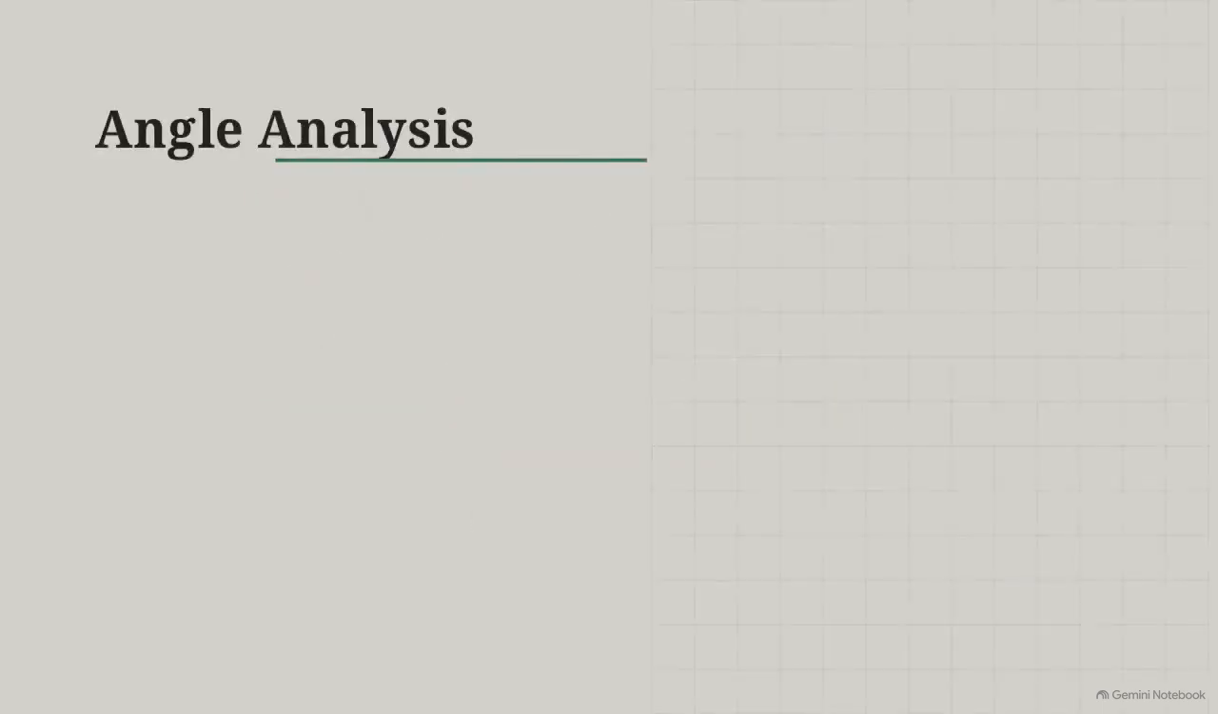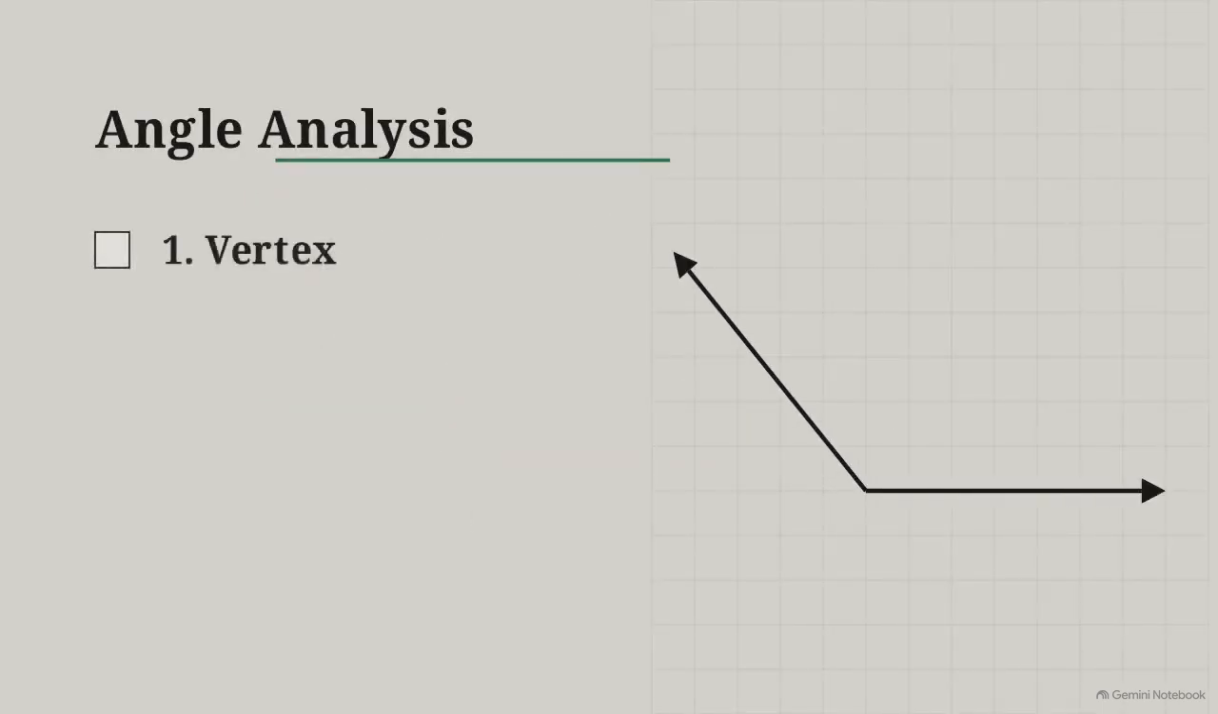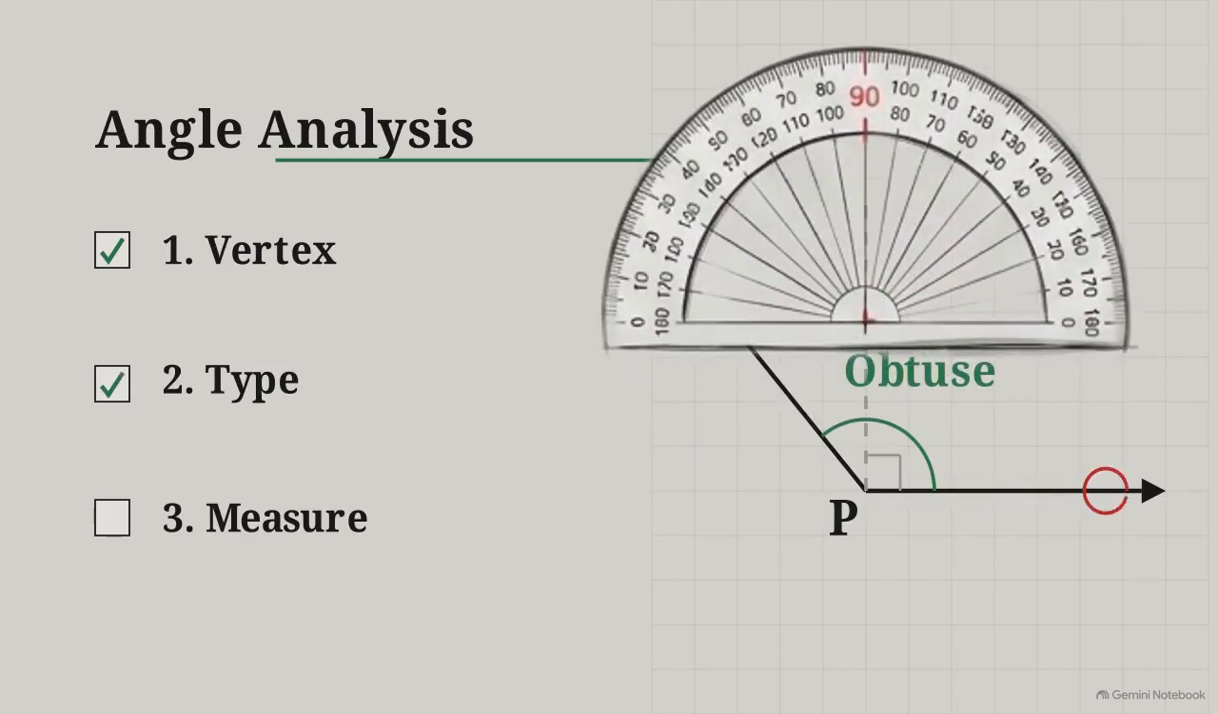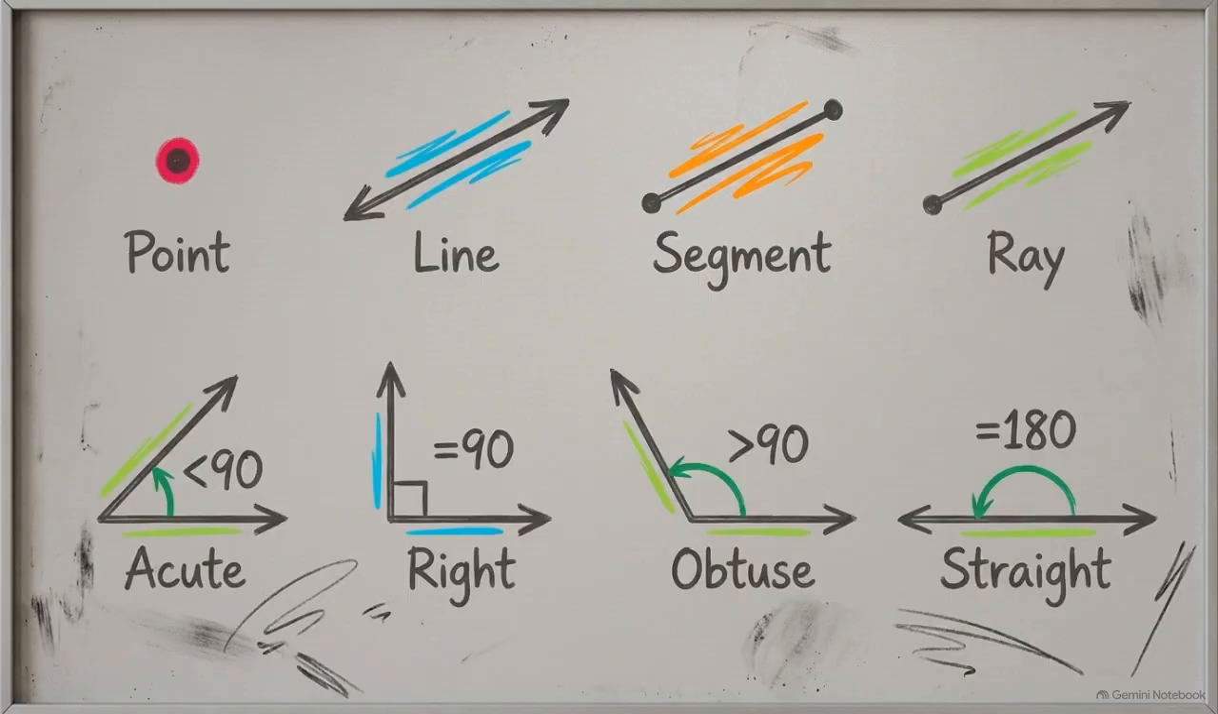When solving a geometry problem, you will typically need to perform three steps: name the vertex, classify the angle type, and state its degree measure. First, identify the corner point to find your vertex letter. Next, compare the opening to a right angle to determine if it is acute or obtuse. Finally, align your protractor center on the vertex and read the scale starting from 0. Here's a summary of our building blocks. Points, segments, lines, and rays define structure. Acute, right, obtuse, and straight angles define rotation.